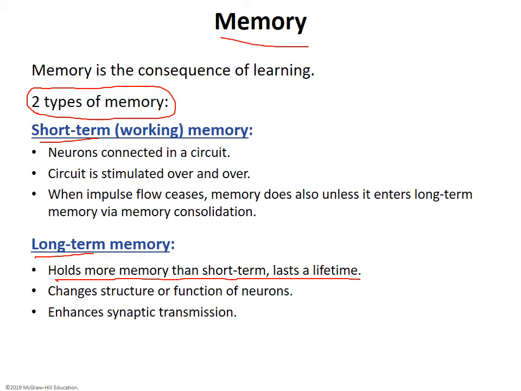Short-term memories, the neurons are connected in a circuit. The circuit is stimulated over and over. When the circuit quits being stimulated, the memory doesn't persist. It goes away. These are little short-term tasks. In long-term memory, as that circuit continues to be used, I use it over and over again, kind of like a path in the woods. The more I use it, the easier it is to see. And once I make this path in my brain for a memory, it can last a lifetime. All right.